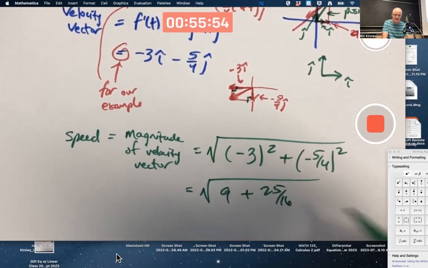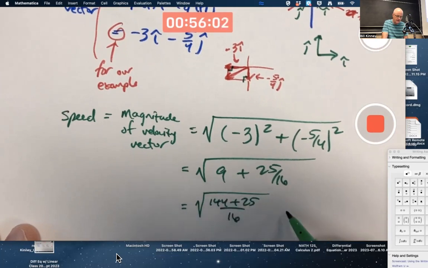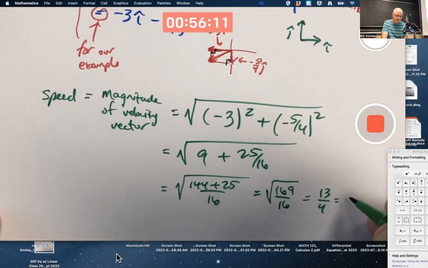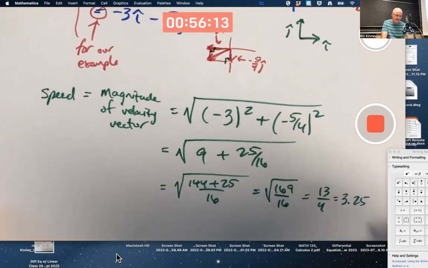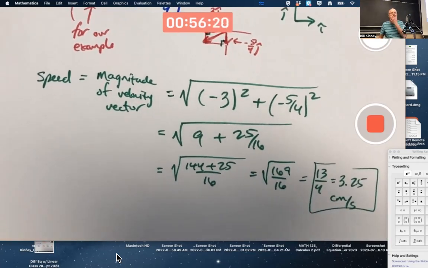Simplify. I think this simplifies nicely to 144 plus 25 over 16, 169 over 16, and that has a nice square root. It's 13/4. 3.25, in units would be centimeters per second. How about that? It came out nice. I purposely made the example come out fairly nice.